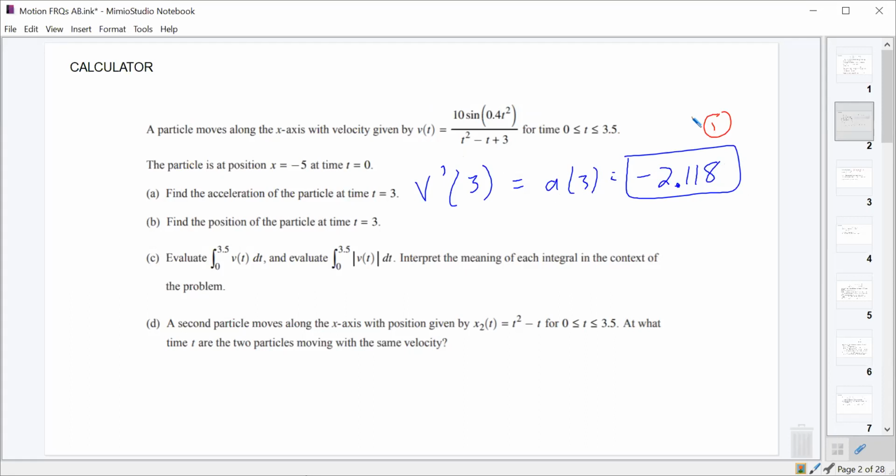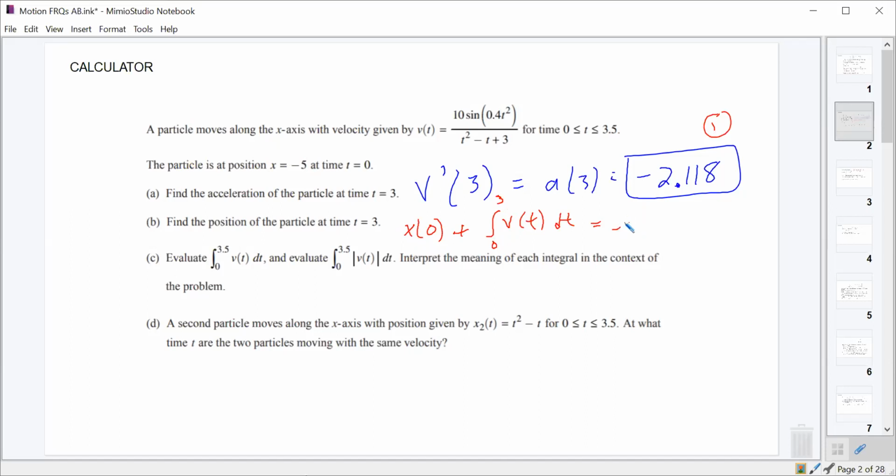All right, part B. So let's find the position of the particle at t equals 3. Well, the position of the particle ought to be whatever its displacement is from 0 to 3 added to its initial position. So its initial position, x of 0, plus the displacement from 0 to 3 of the particle. That should be its new position. X of 0 was -5, and your calculator will integrate for you the value of the integral from 0 to 3 of that.